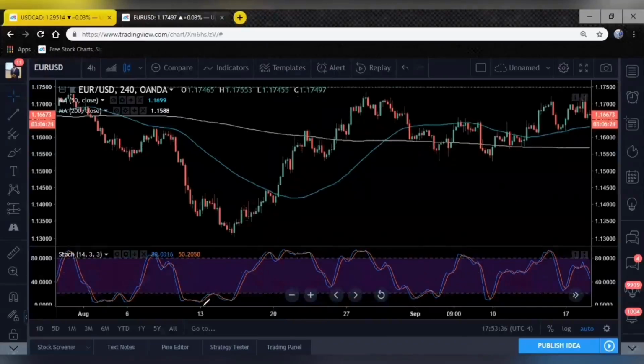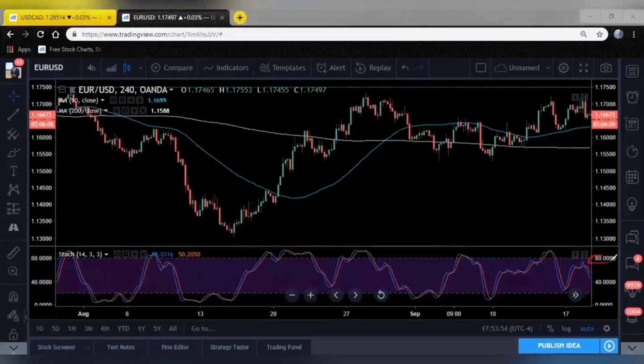The stochastic is simply an indicator that shows you the range for a particular pair on different time frames. Within the stochastic range, we have the 80, which is the highest point it could reach. And we also have the 20 area, around the 40 area here, which is the lowest point price can reach within that time frame.